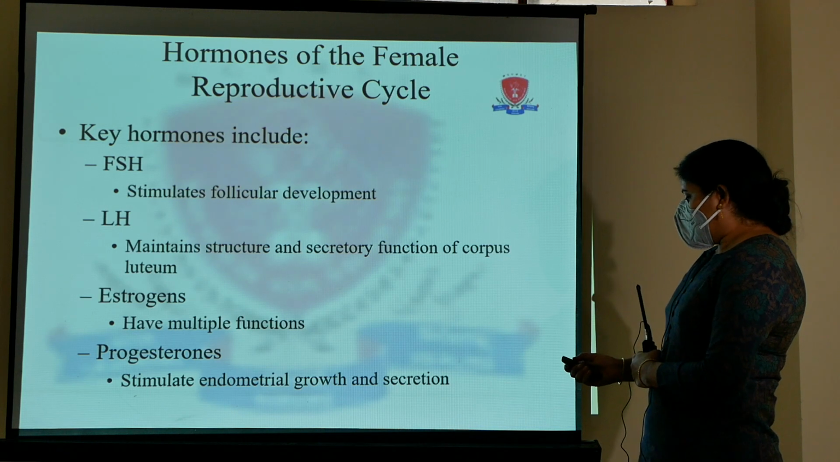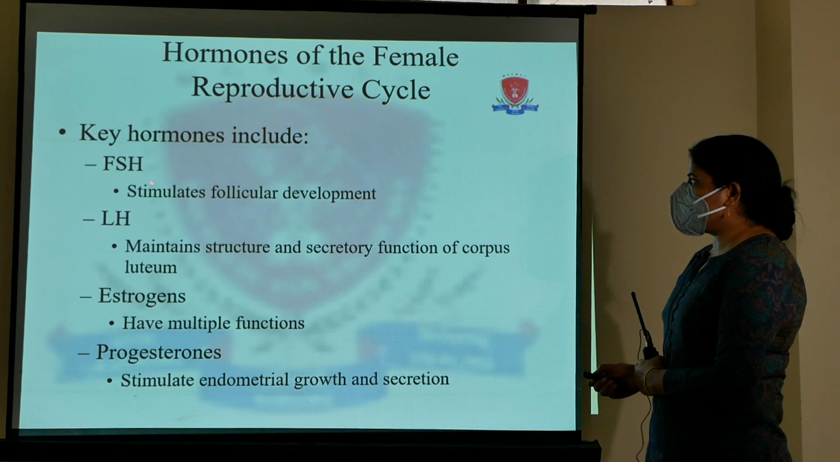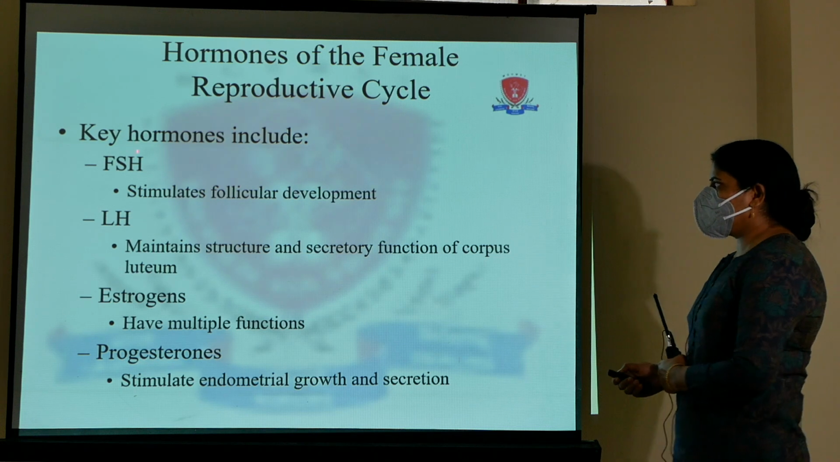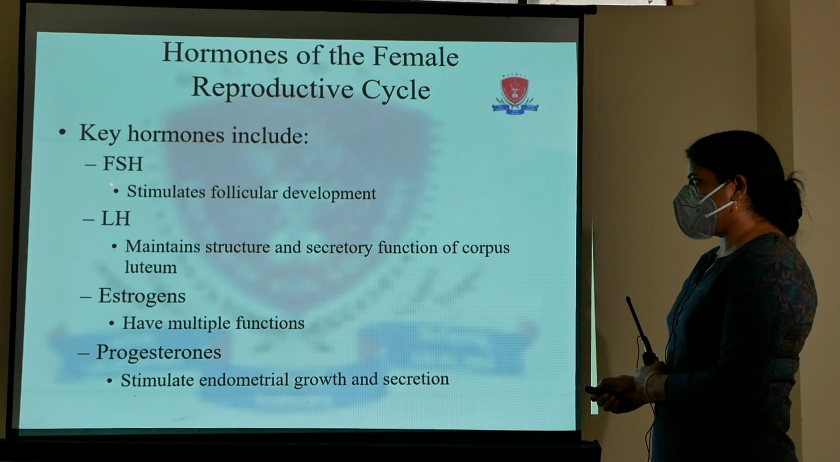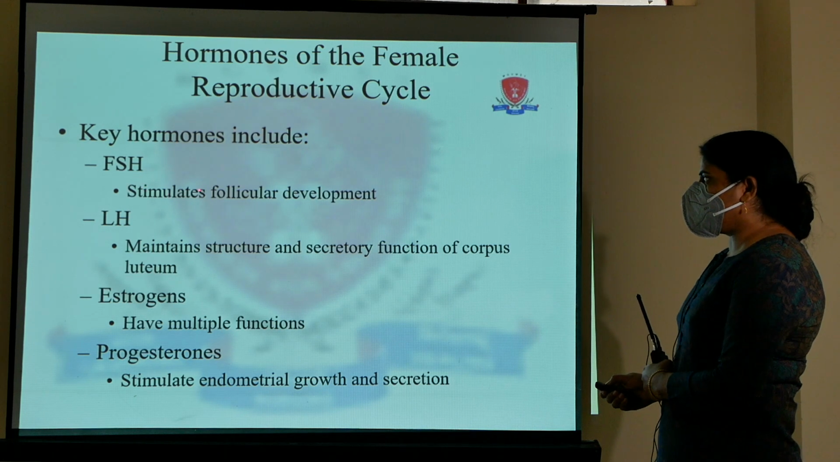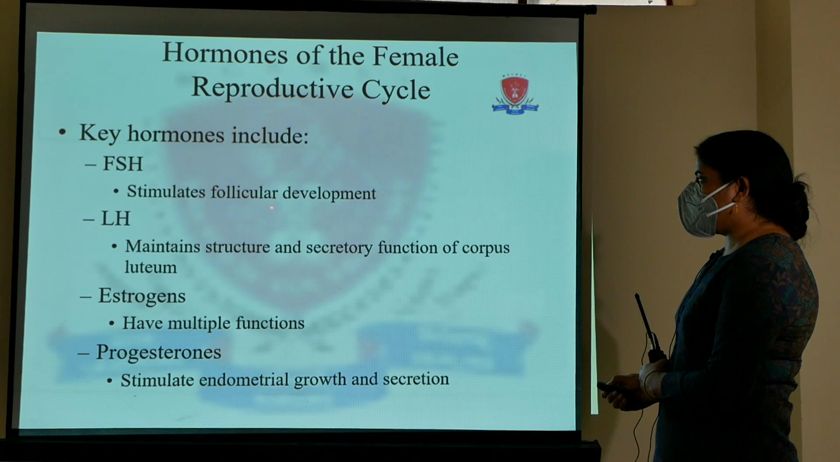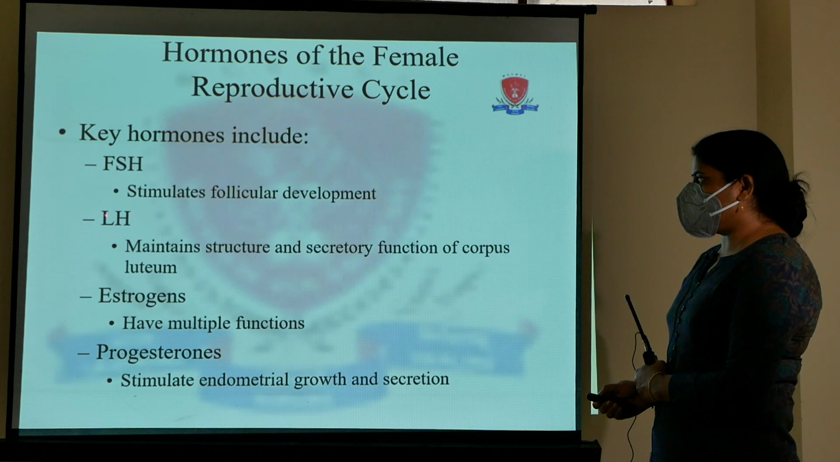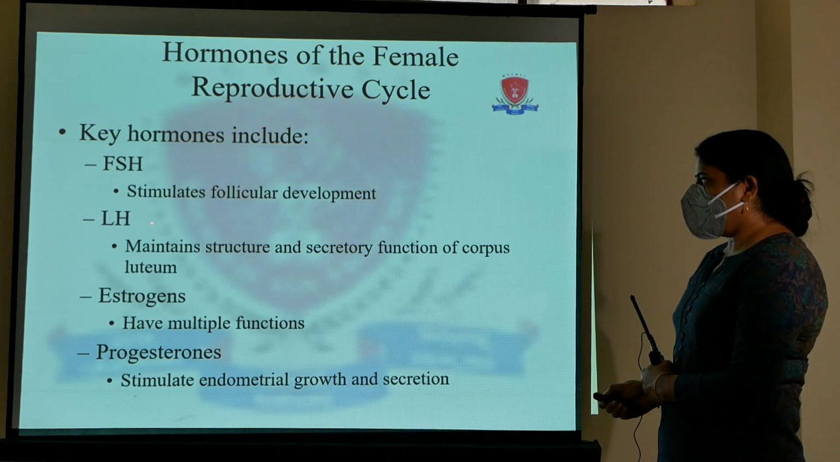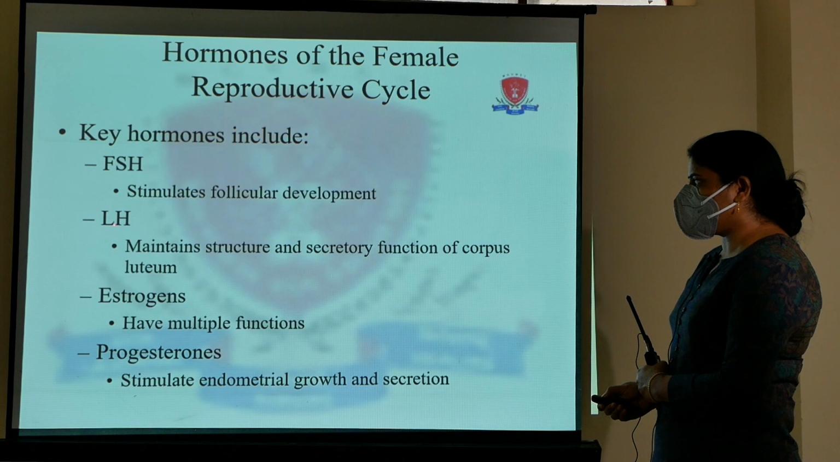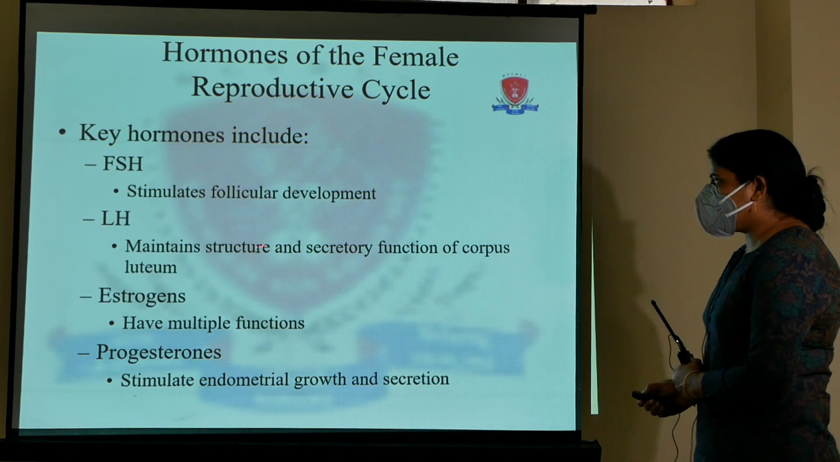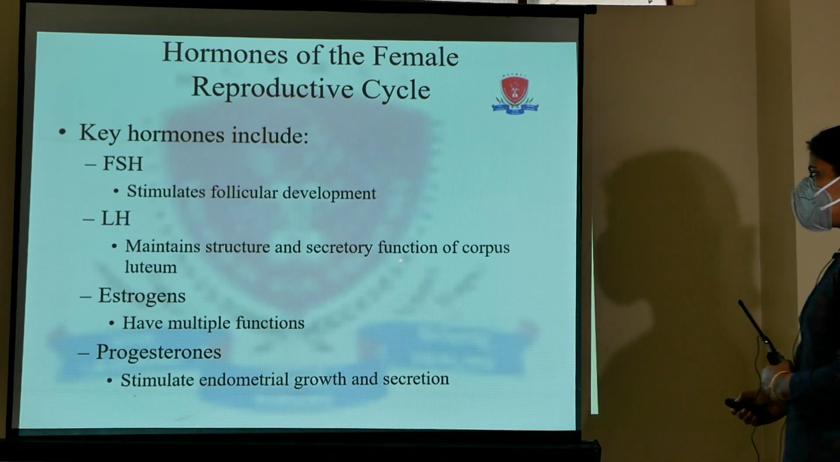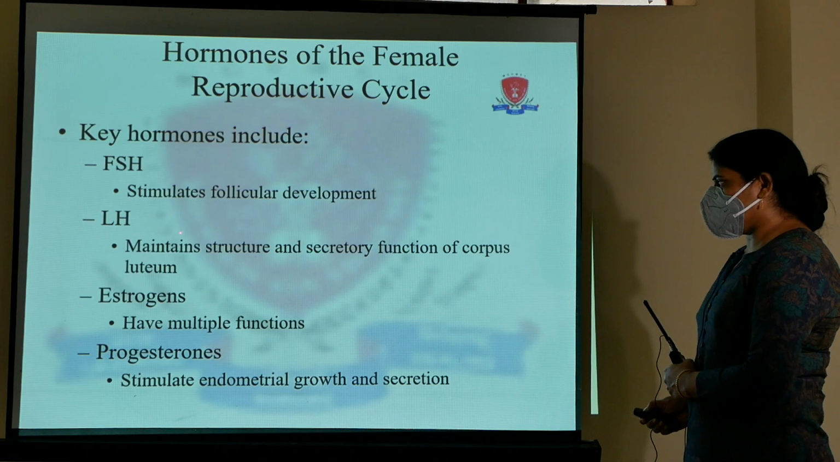The main hormones responsible for this system are, first, FSH. To be more precise, FSH stands for follicle stimulating hormone. The function of FSH is to stimulate the follicles present in the ovary, resulting in their development. Another important hormone responsible for this system is LH, standing for luteinizing hormone. The main function of luteinizing hormone is that it maintains the structure and is responsible for the secretory functions of the corpus luteum.